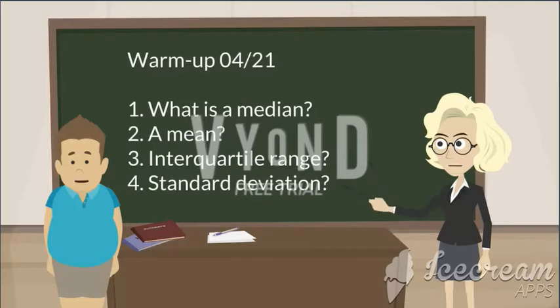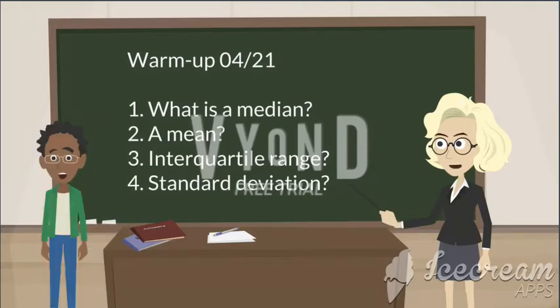The interquartile range is the difference between the smallest and largest value of the middle 50% of the data. It ranges from Q1 to Q2. Standard deviation is the measure of the amount of variation of a set of values. Very good, class. Knowing these terms will help you complete today's activity.